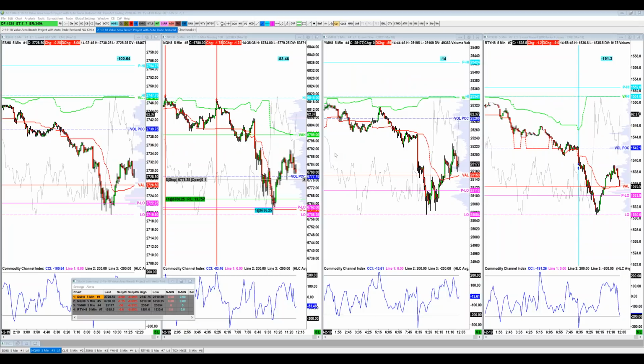There's a full profile study available in Sierra. It's a phenomenal part of their program.